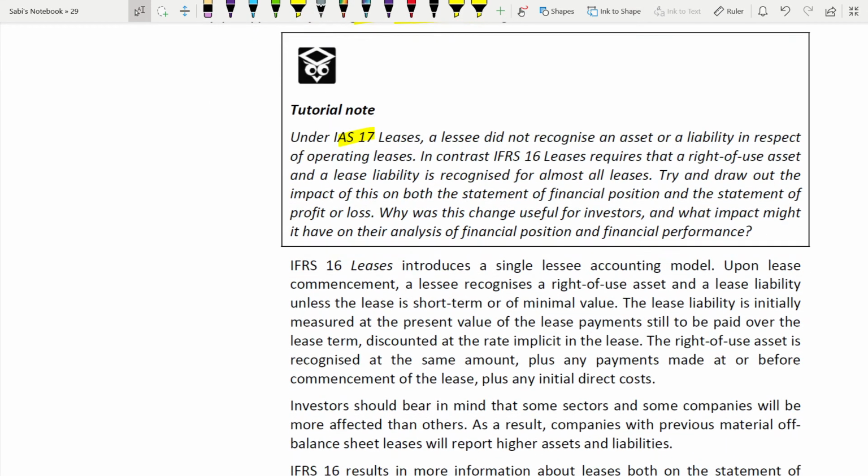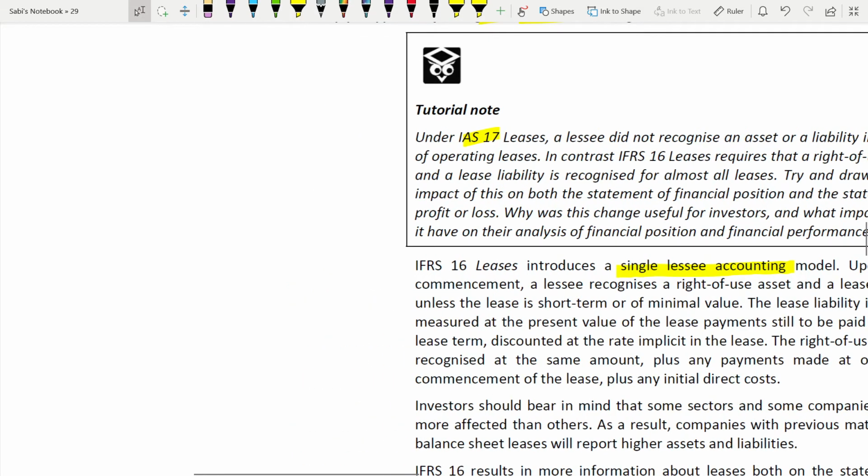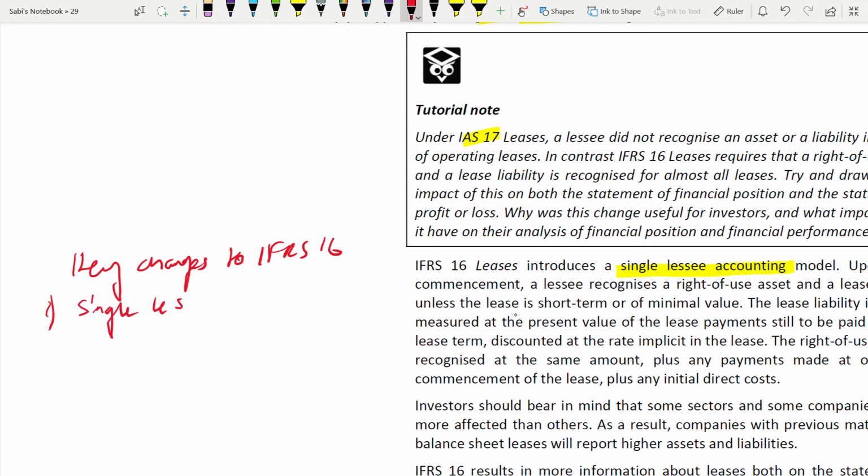So what are the key changes? One of the key changes is it introduces single lessee accounting. Let me write it here. Key changes to IFRS 16. Single lessee accounting. Two things you have to recognize. Right of use asset, ROU, lease liability under this new standard. So this you have to write in your answer.